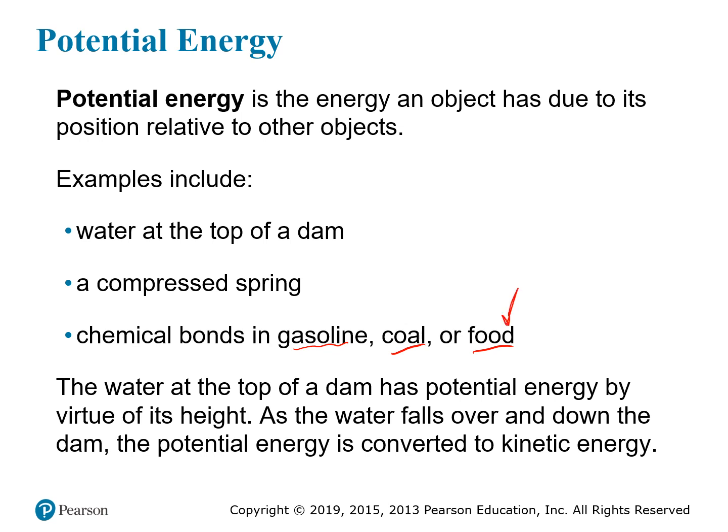Food is the same, though. The food that we eat provides all of the energy that we need to live and to breathe, and it's all stored in the chemical bonds of the food. We break the food down through digestion and process it and extract energy from it.